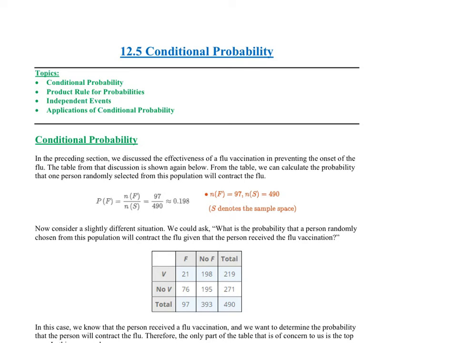Section 12.5 is on conditional probability. We're going to learn conditional probability, the product rule for probabilities, independent events, and applications of conditional probability. So let's start off with conditional probability.